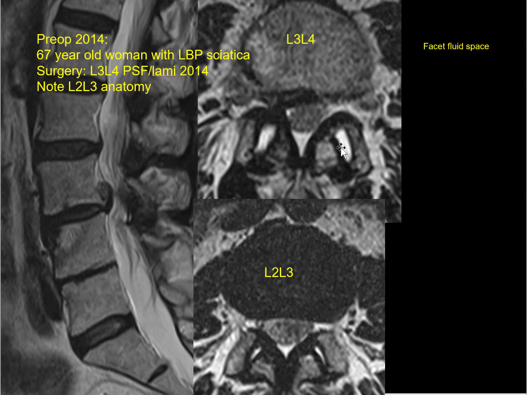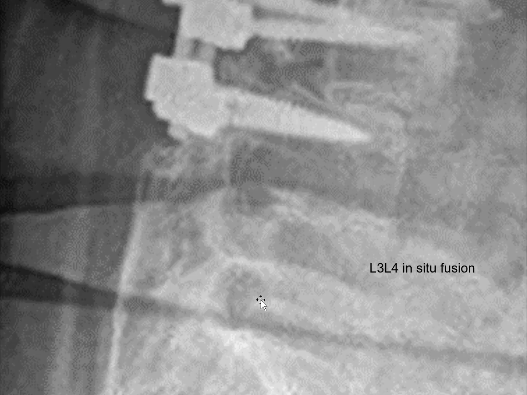Interestingly, look at L2-3, sagittal cuts. It looks totally normal. Axial cuts look pretty normal, with some mild hypertrophy of the ligamentum flavum, maybe some mild enlargement of the facets, not much though. So, I'm very sorry about this, but the patient had an in situ L3-4 fusion, in situ in the sense that she had spondylolisthesis which was not reduced. There's a laminectomy and fusion. It's a very bad x-ray, I apologize.